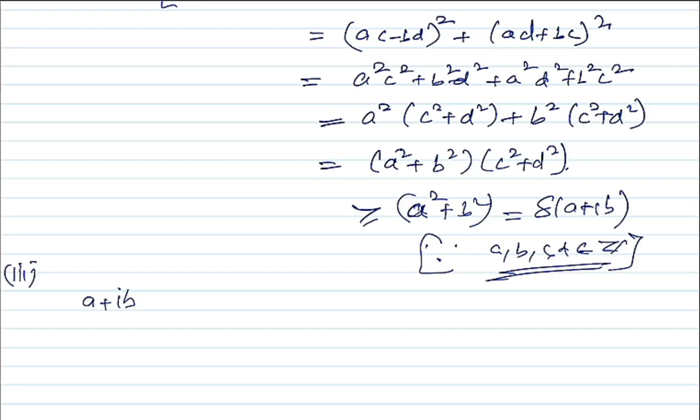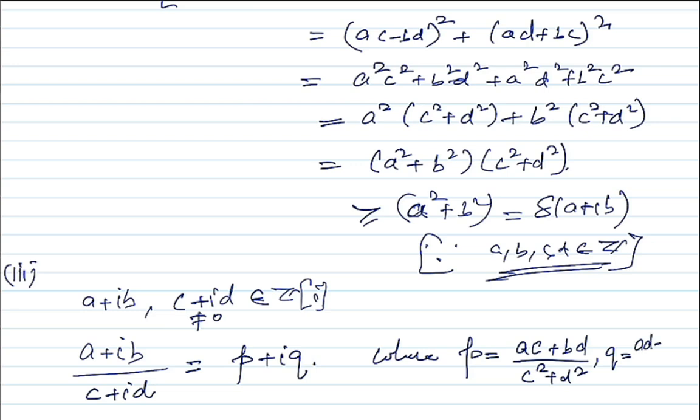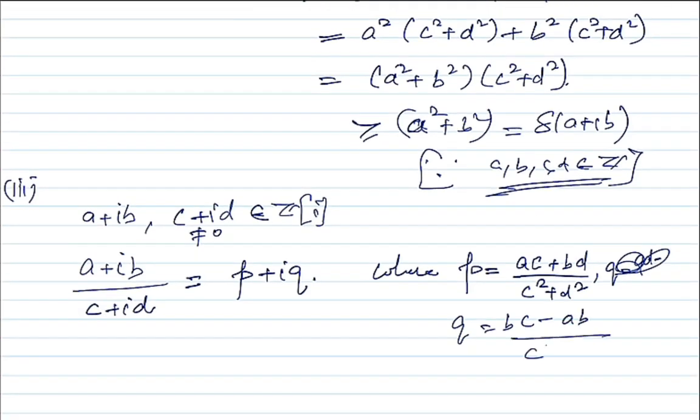So take a plus iota b and c plus iota d from Z[iota], and you divide a plus iota b by c plus iota d, which has to be non-zero. So divide, and you will get some p plus iota q. If you rationalize, p will be ac plus bd upon c square plus d square, and q will be bc minus ad upon c square plus d square.